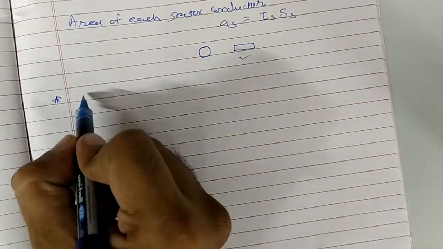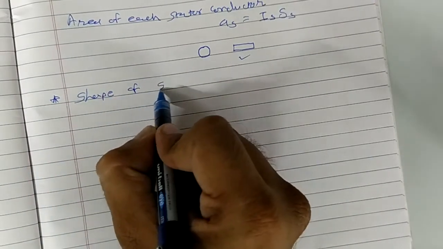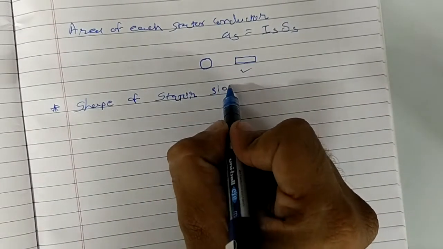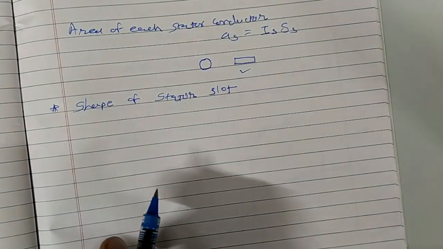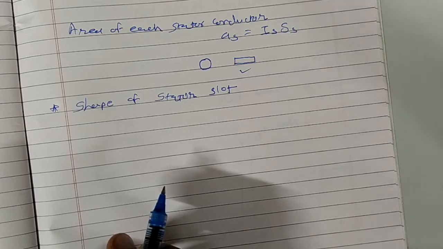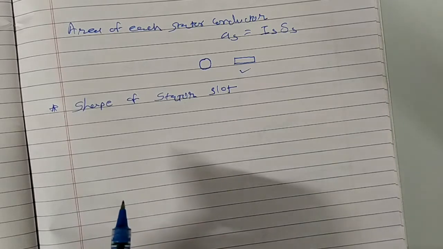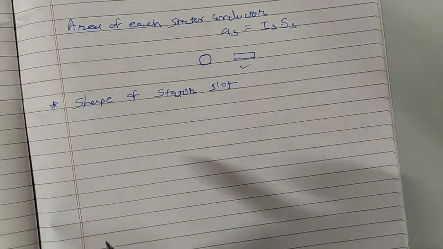Now, shape of the stator slot. Very much important thing. The shape of a slot has an important effect on the operating performance of the motor as well as the problem of installing the winding. So the slot may be open type or semi-closed type. So what is open type and semi-closed type?